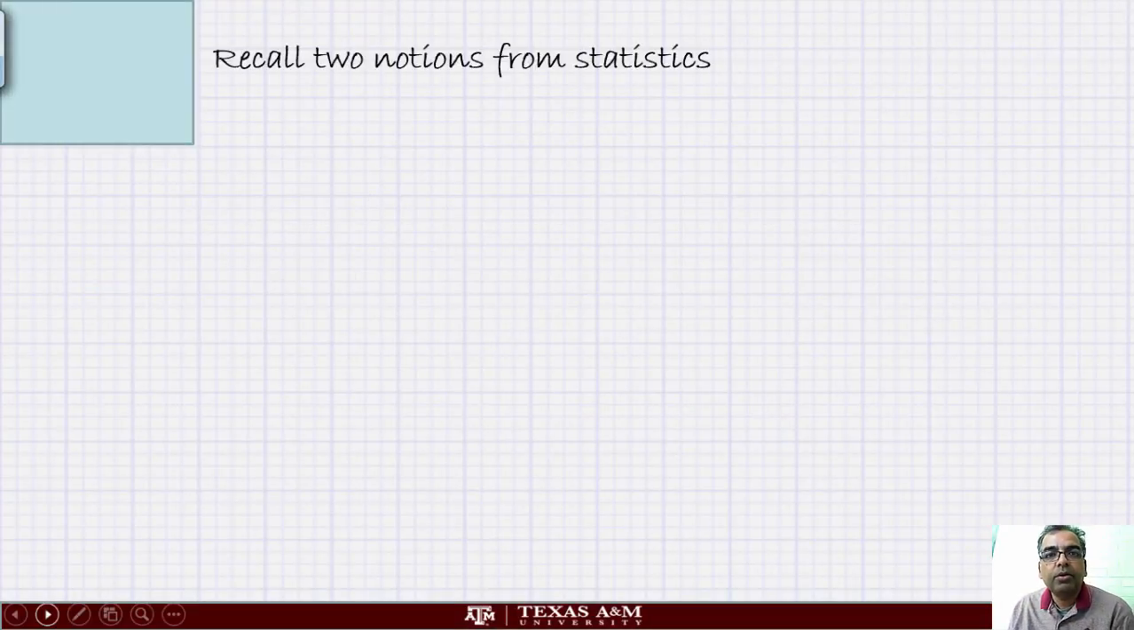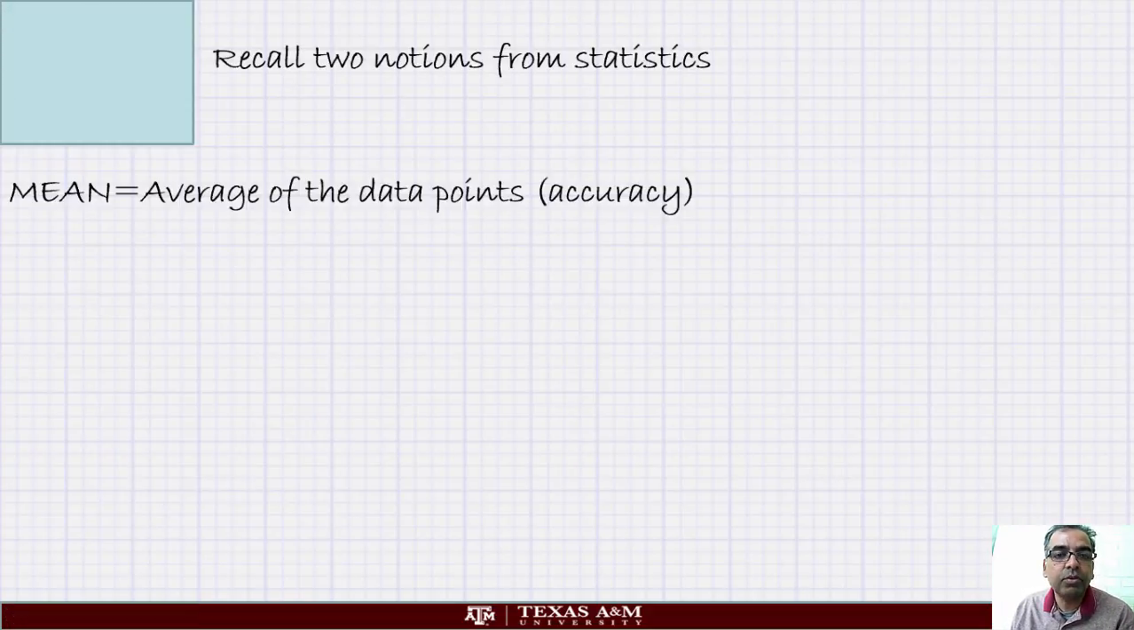Okay, we are going to look at two aspects from statistics to understand what these things are. The first one is what is meant by mean or average location or average of data points. This represents how accurate we are. In our cases, many times we want to be able to replace a large object with a single point. The question is, where should I put it? And that's where we have the idea of mean or average.